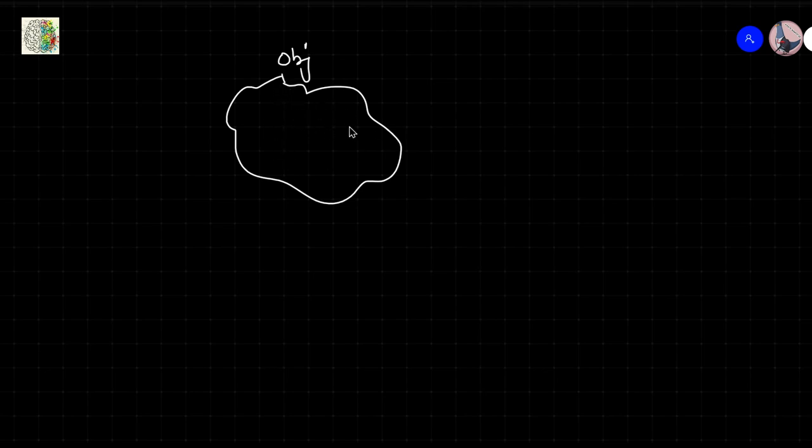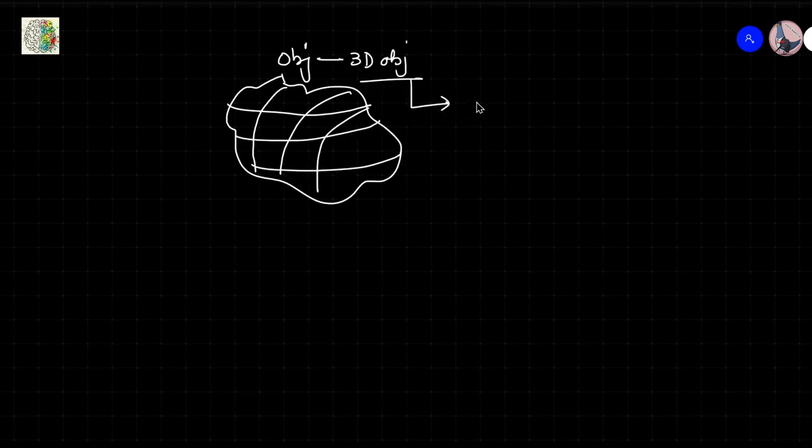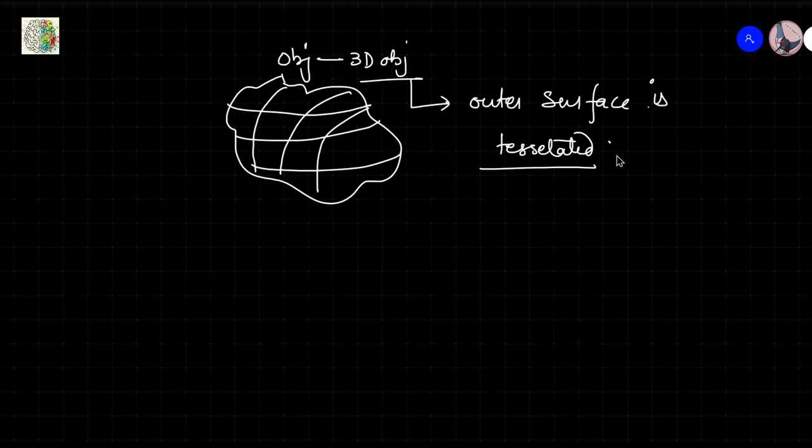Okay, now this object is your 3D object. This is having one outer surface. So what you will try to do, you will try to tessellate it. The outer surface will be tessellated, and this tessellation is done with a very elementary shape, and that is triangle. Okay, and this tessellation information is stored in a file.